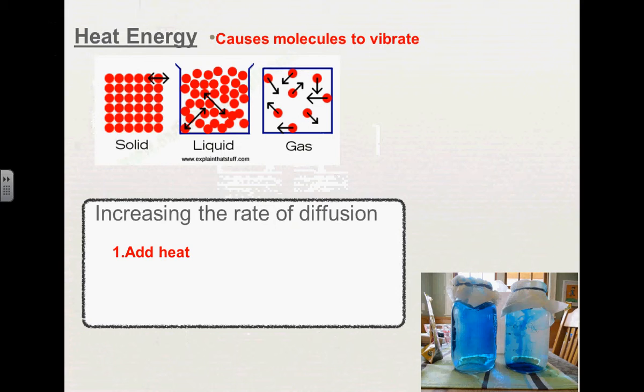The other factor that can increase, actually, let me show you this. So if I show you here an example, in a second. Now I'm going to do the dye diffusing through the water again, but I just want to add a little twist here.